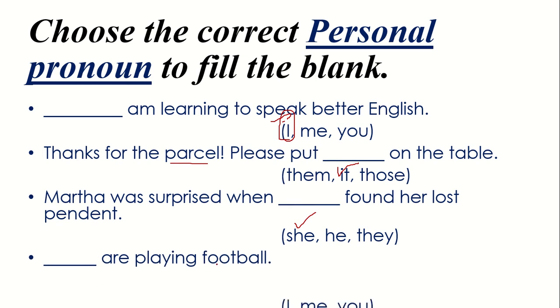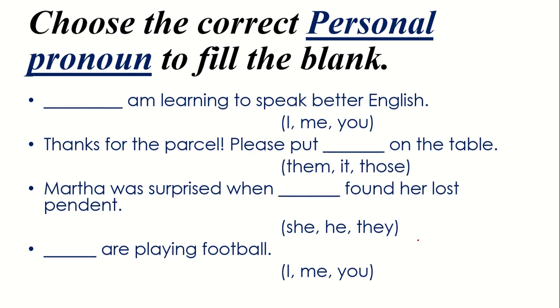Dash are playing football. So this "are" is giving us an idea that somehow the personal pronoun would be plural. So you are playing football. Me are playing is incorrect. I are playing is incorrect. So you are playing football. So that's how personal pronouns are dealt with.